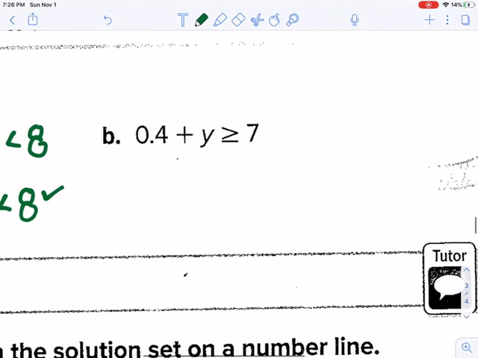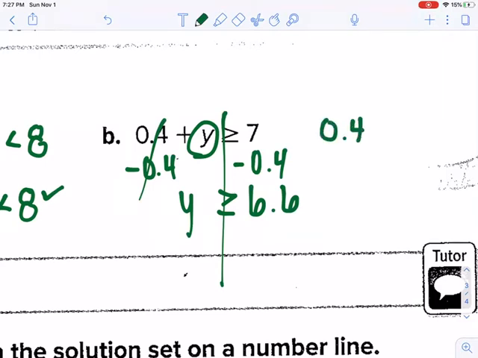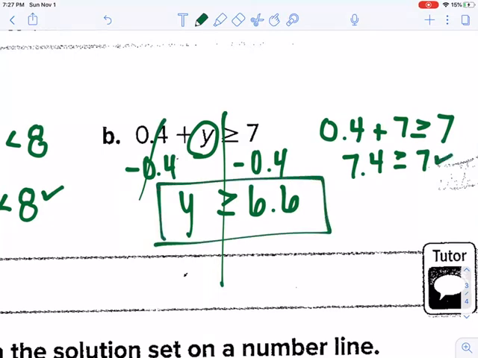Okay, let's look at letter B. We're solving for y. We need to subtract 0.4 on both sides. You get y is greater than or equal to 6.6. So you have to pick a number that's greater than or equal to 6.6. And we're going to plug that in. I'm going to pick 7 and see if that's greater than or equal to 7. Well, 7 plus 0.4 is 7.4. Is that greater than or equal to 7? Yes. So this is a good solution.